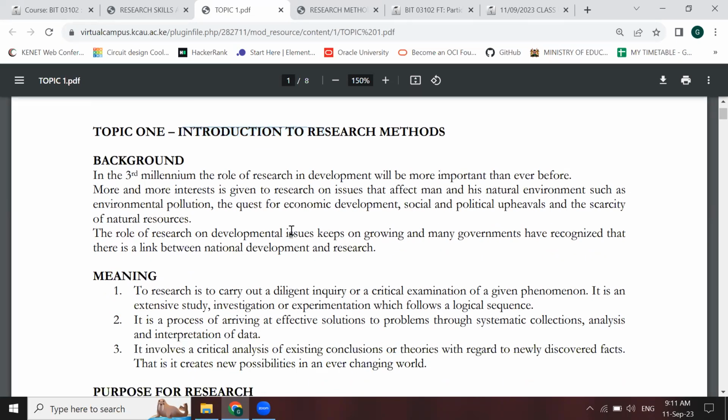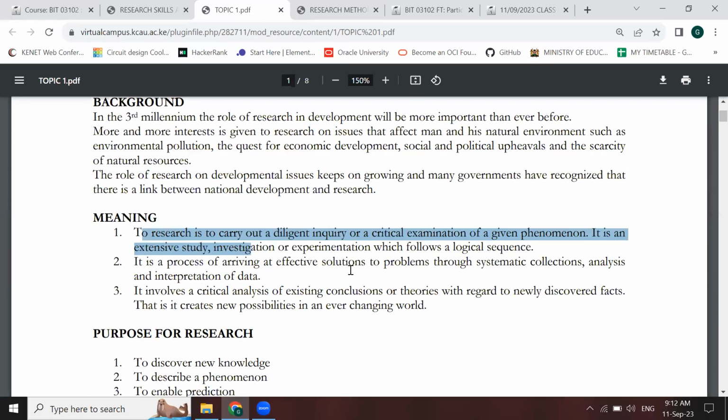Now, I want us to note this in research. People keep on undertaking research in order to find out things in a systematic way, so that they can increase knowledge in a given area. So the role of research is to recognize, or to bridge, the gap that may be existing in a given area. So it comes to definition. I've given you several definitions there.